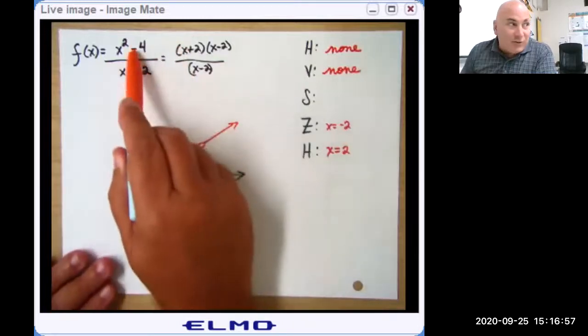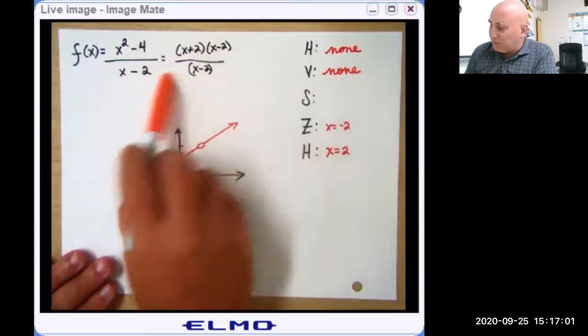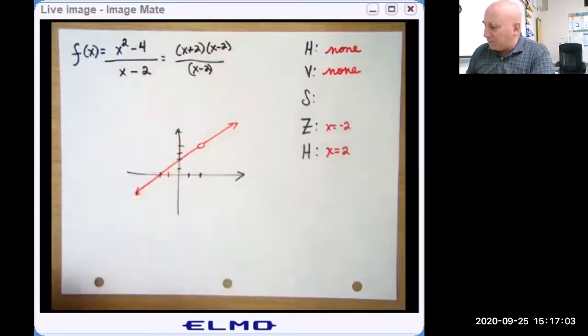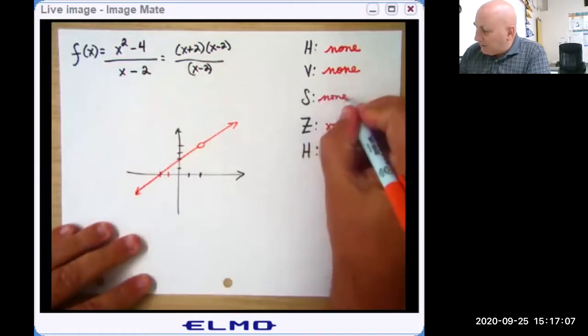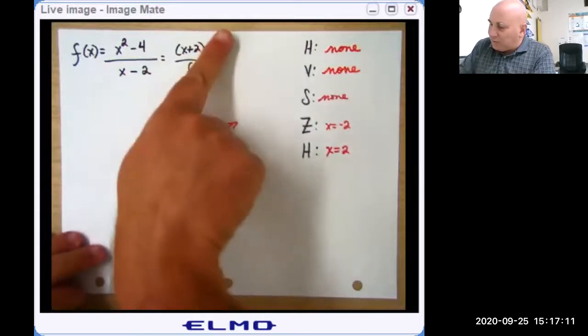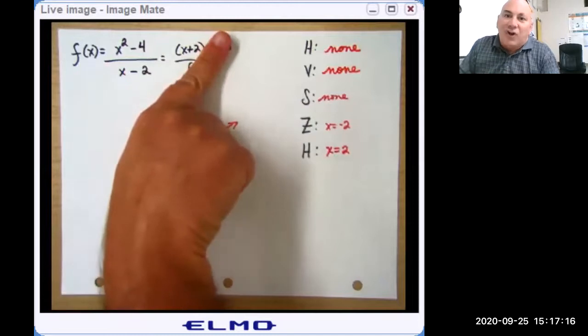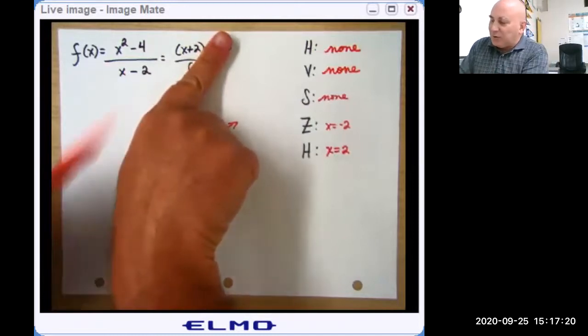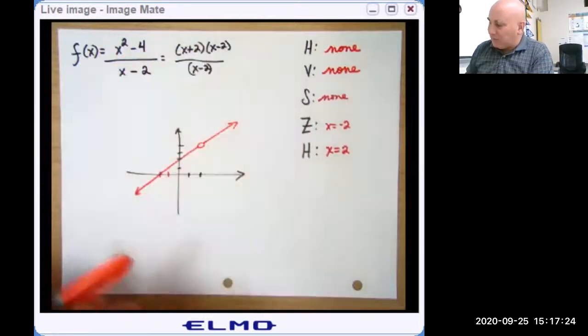If you factor this numerator, you get x plus 2 times x minus 2. Oh no. There's no slant either, because these x minus 2's cancel to make a hole. So the graph is equivalent to y equals x plus 2, which is already a line, which is what a slant asymptote is. So this isn't really approaching a line, it is a line. So there's no slant.